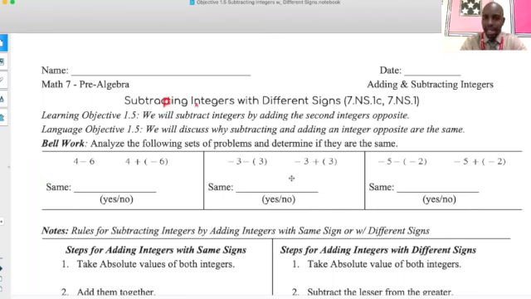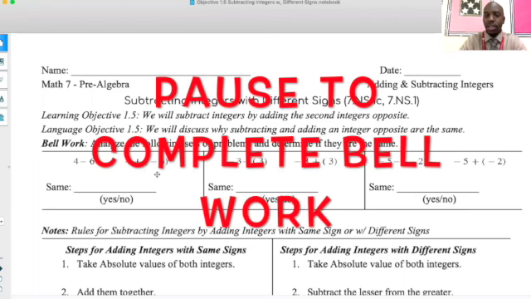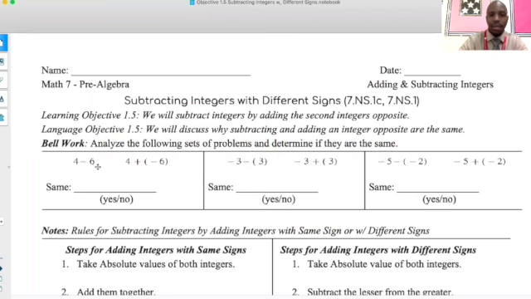I want you to analyze these sets of problems and determine if they are the same. So for example, is 4 minus 6 the same as 4 plus negative 6? Is negative 3 minus 3 the same as negative 3 plus 3? Is negative 5 minus negative 2 the same as negative 5 plus negative 2? Take a second, pause the video, and determine if they are the same.